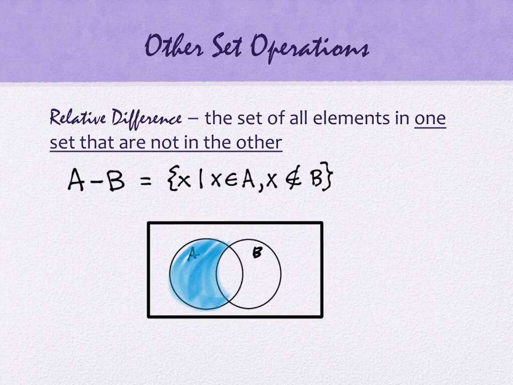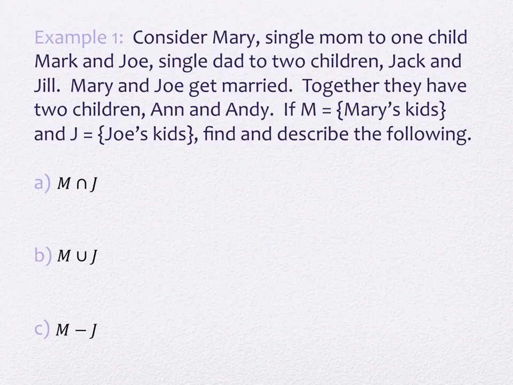Okay, so we're going to do an example that's a little bit happier than prenups. People are getting married. So Mary is a single mom to one child, Mark. And Joe is a single dad to two children, Jack and Jill. Mary and Joe get married, and together they have two more children, Ann and Andy. If M describes Mary's kids and J describes Joe's kids, we're going to find and describe the following. And if it helps, we're talking about biological kids so that we can make sense of the pieces.